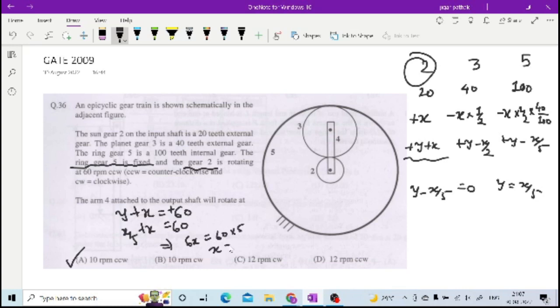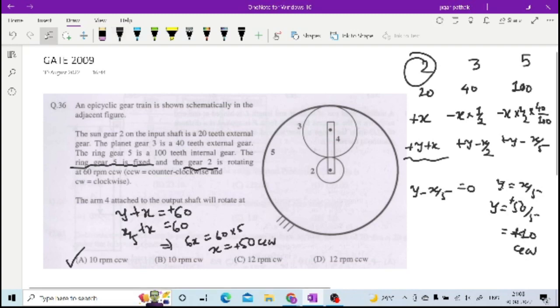So x is equal to 50, and that is positive. It is again counterclockwise. So now y is equal to 50 by 5, and it is positive only, and positive is counterclockwise, correct? So everyone is getting now what you have to do. This is how you solve this particular question.